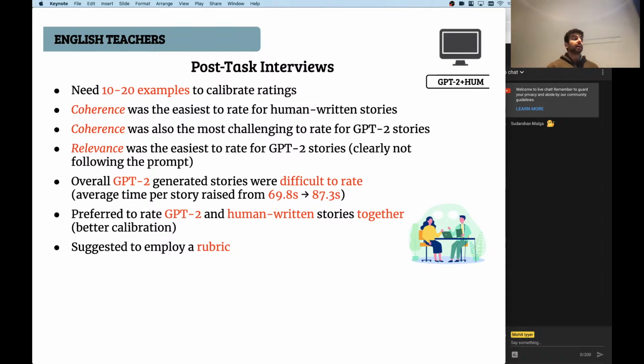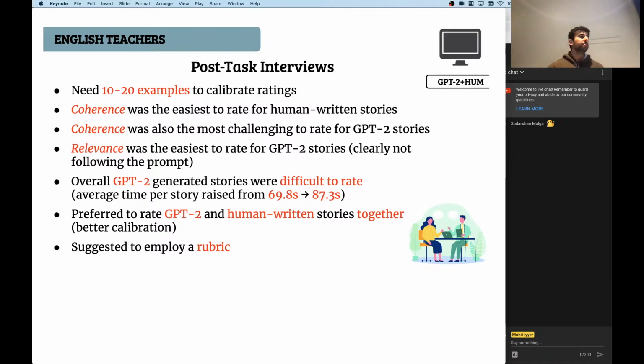So even the English teachers, it turns out, struggle with this task, because you might not think about it, but reading and rating machine-generated text is not something an English teacher has ever done, right? So there are weird artifacts that are present in machine-generated text that are not what you would see in a student's writing if they're making mistakes. So they found that coherence, the relationship of different sentences in the story, was very difficult to rate for the machine-generated stories, but it was very easy for human-written stories because they were largely very coherent.